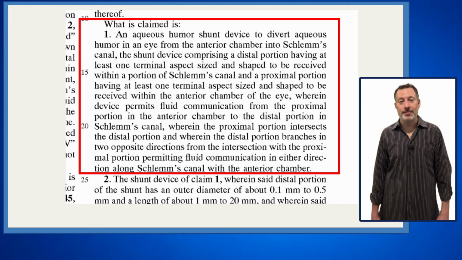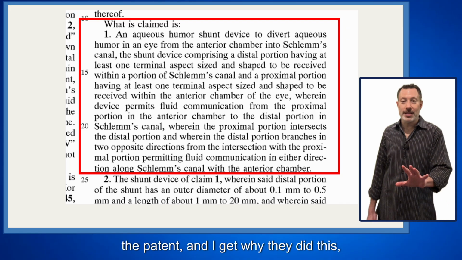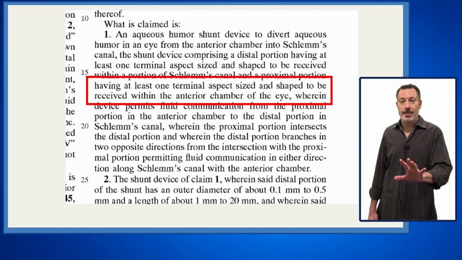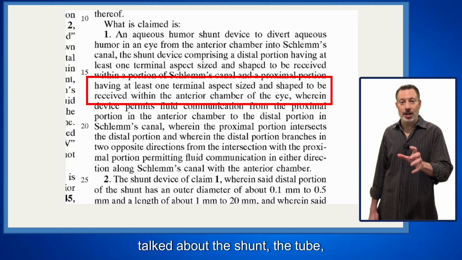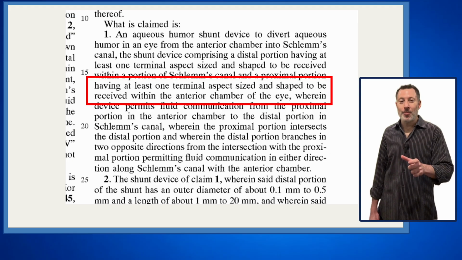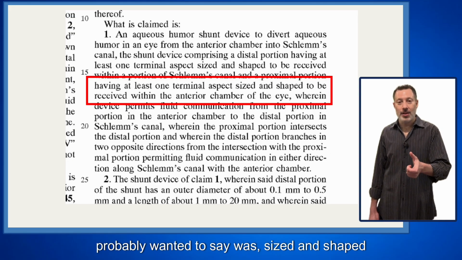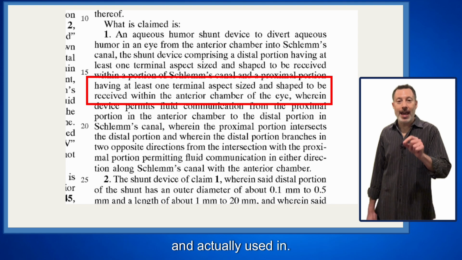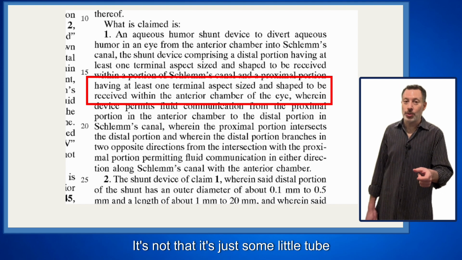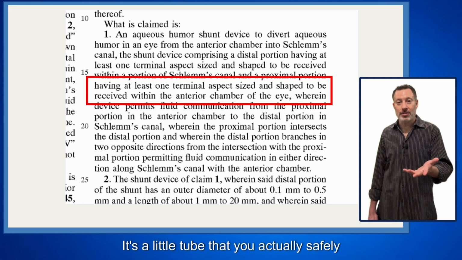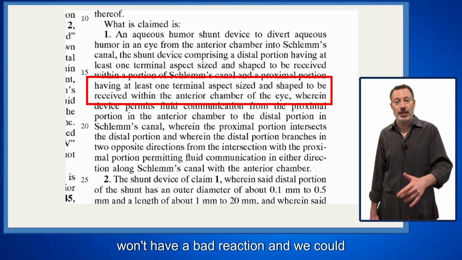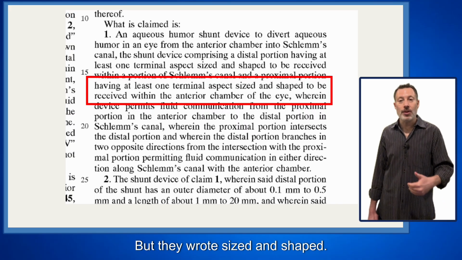What do they fight about? Well, the patent, and I get why they did this, they wrote sized and shaped to be received. They talked about the shunt, the tube, and explained its size and shape. What they probably wanted to say was sized and shaped and actually used in. That's the magic of this. It's not that it's just some little tube that you could put in your eye. It's a little tube that you actually safely can put in your eye and it'll work and you won't have a bad reaction and we could leave it there and so on. But they wrote sized and shaped.